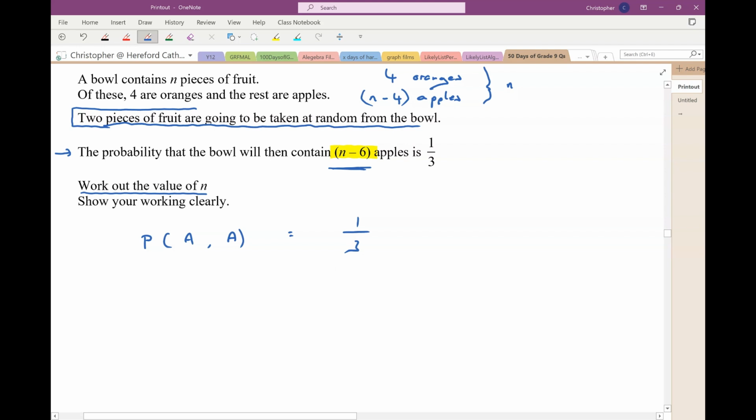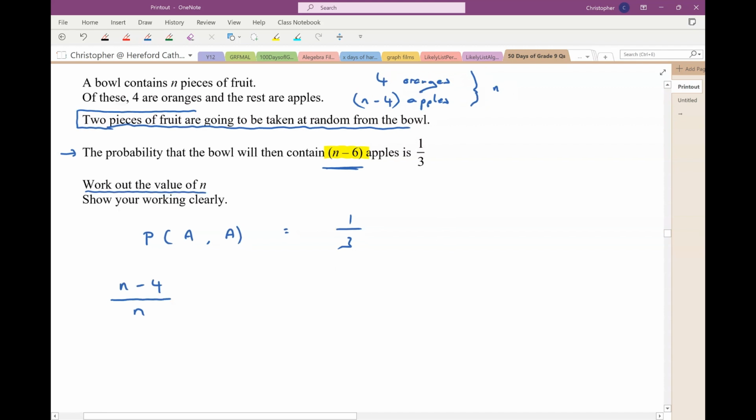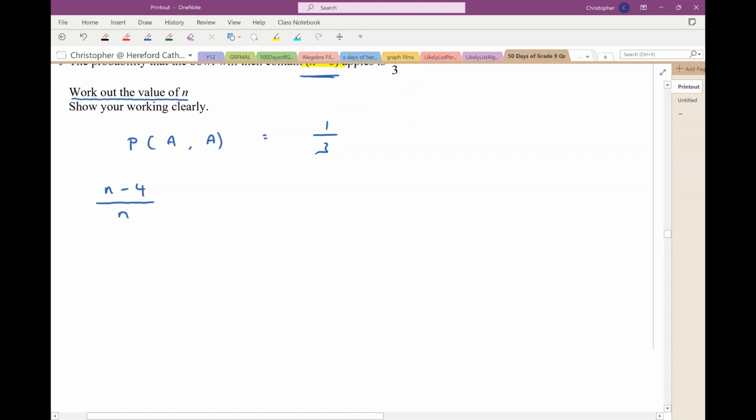Let's have a look. Now the probability of choosing an apple and then an apple. What was the probability of choosing an apple in the first place? Well, there are n minus 4 apples to start with out of the n pieces of fruit. So the probability of the first one being an apple is n minus 4 over n. Now we've chosen that one and it's an apple. So now what's the probability of the second one being an apple? Well, by the time we get to the second piece of fruit, there aren't n pieces of fruit anymore. There are n minus 1 pieces of fruit. And how many of those are apples? Well, not n minus 4, but 1 fewer. So n minus 5.